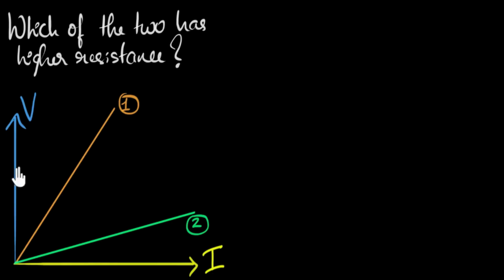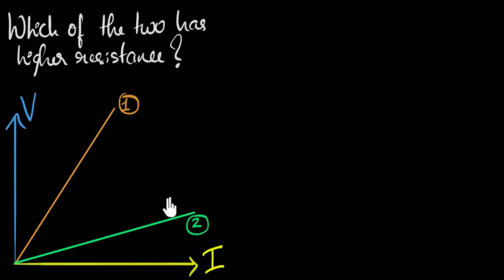We have a graph of voltage versus current for two materials. And the question is, which of the two materials has higher resistance? In a previous video, we saw that when the voltage versus current graph of any material is a straight line passing through the origin, then that material obeys Ohm's law.